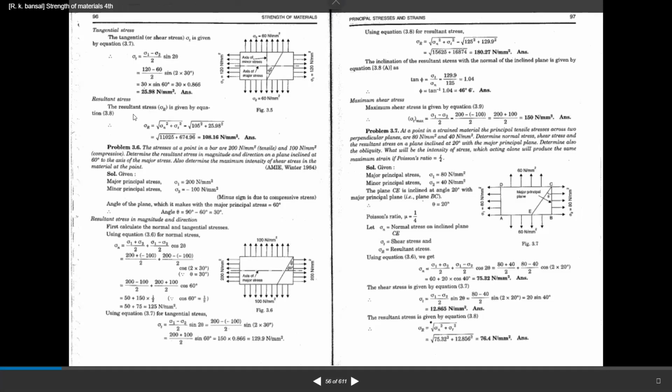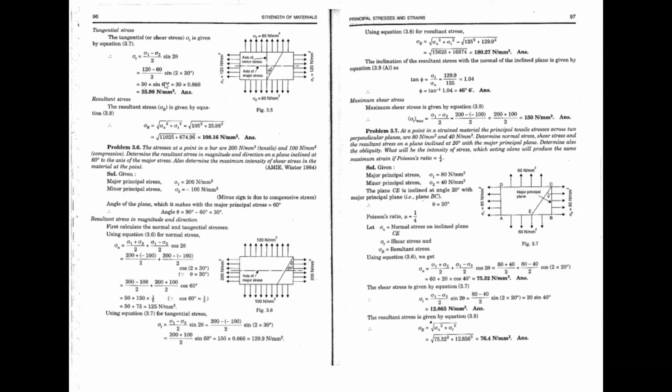Sigma 1, 120, sigma 2, 60, divided by 2, sin 2 into theta value 30. That is 30 into sin 60, equal to 30 into 0.866. Finally, got the value sigma t equal to 25.98 Newton per mm square. This is the tangential stress.